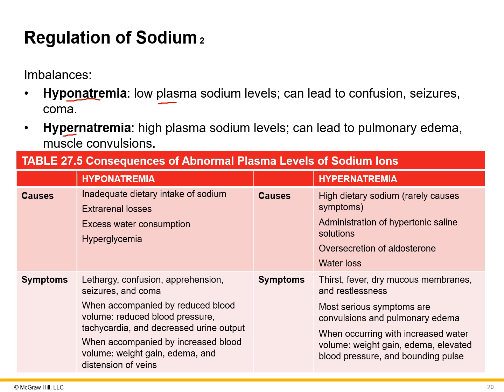Hypernatremia, so too much sodium, like from high salt diets. Now we have too high of sodium levels. This causes like pulmonary edema because again, water is going with the sodium. Also changes to our muscles. They can convulse as well. And again, just some causes and symptoms down here for what can trigger those different circumstances.